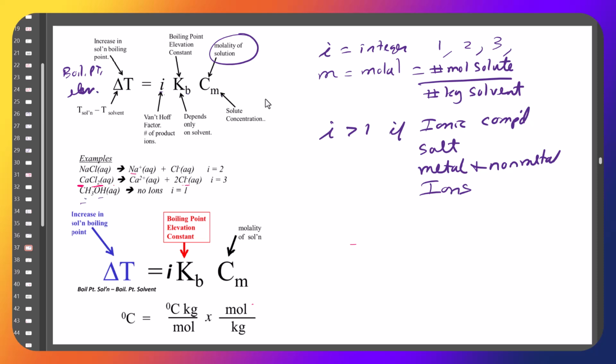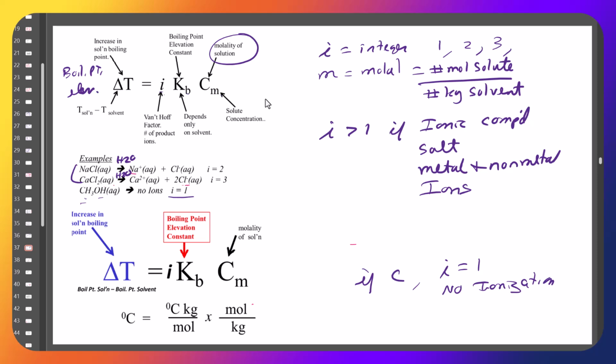So if it's a carbon compound, then I is automatically equal to 1. Assume there's no ionization. Okay? So that's why for this last case, just write I is equal to 1. You don't need to justify your answer. But if you have an ionic compound, you're going to need to justify your value for I by writing its ionization equation in water, assuming I give you water as a solvent, which I will.